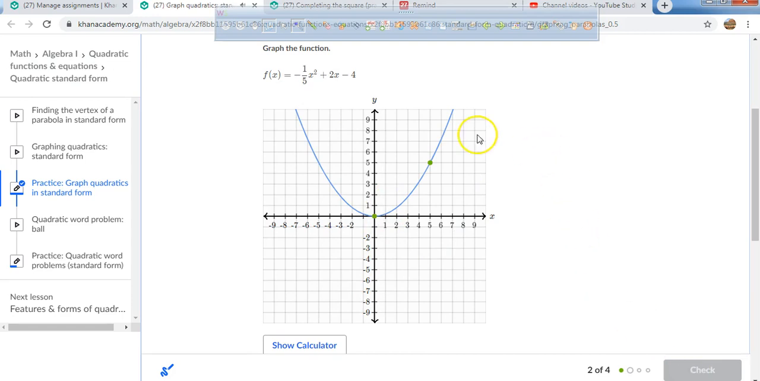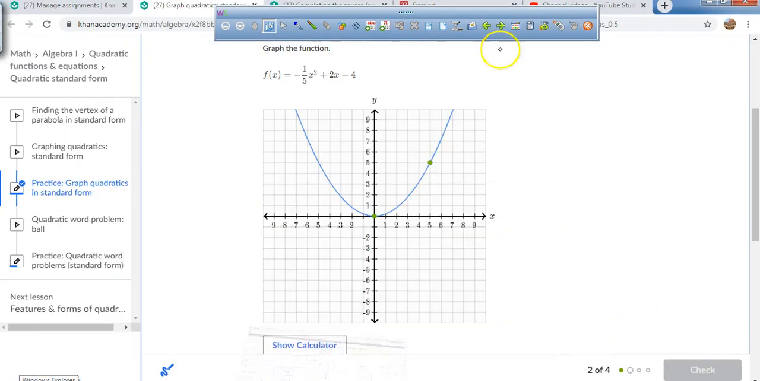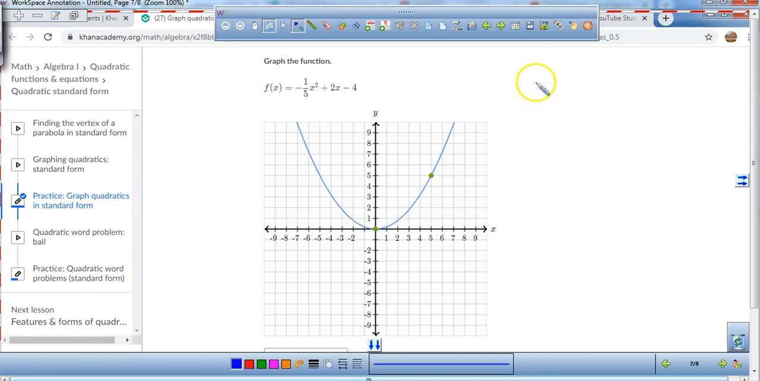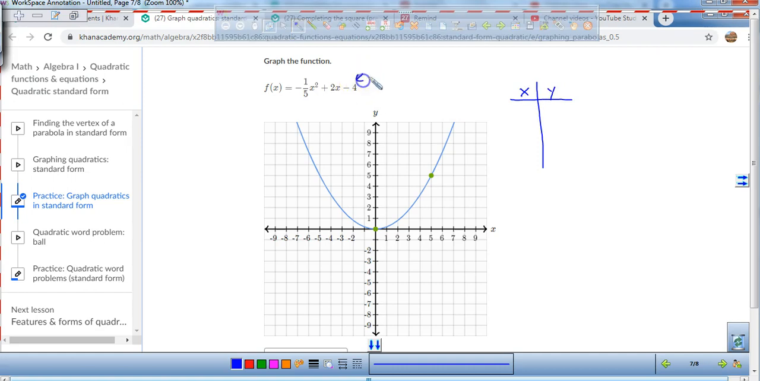All right, let's go and do another one. I'm going to go ahead and write this down. All right, so here we go. First thing I'm going to do is make a little table. And the first ordered pair that I'm going to find is our y-intercept, which is our c value. So I know we're going to have (0, -4).